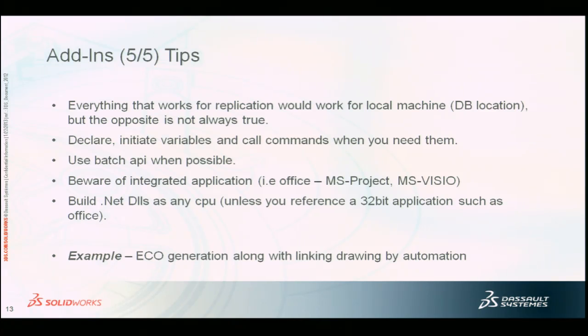So let's look at an example. This example automates an ECO process using Excel. It will basically allow you to pick a set of drawings, generate an ECO, link the drawing to the ECO, populate the drawings information in the ECO, all in one operation, and then allow you to control the release of the drawings in context of the ECO. So let's look at that.